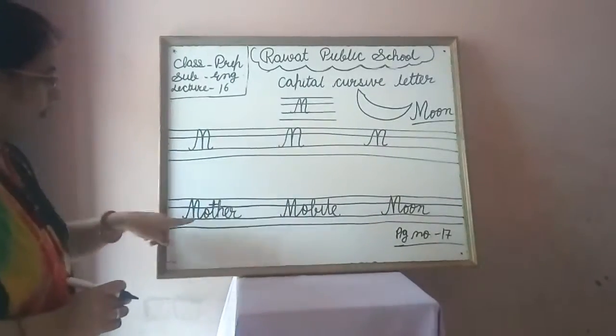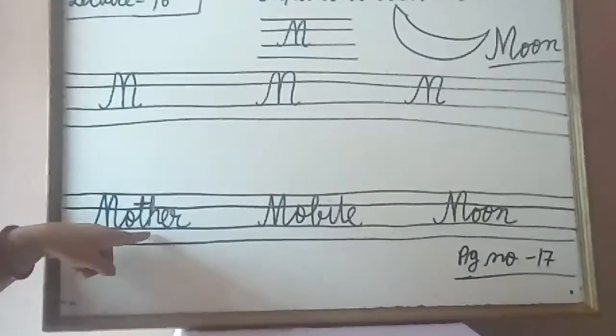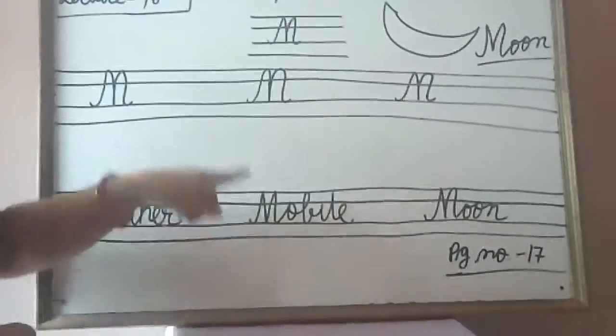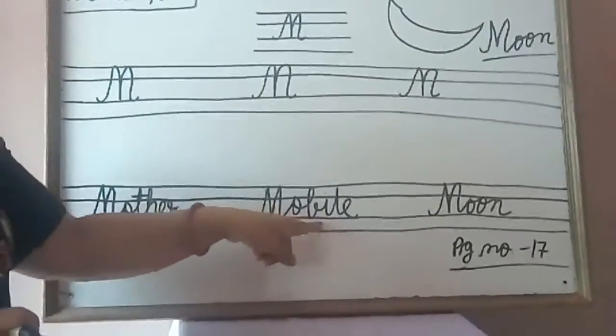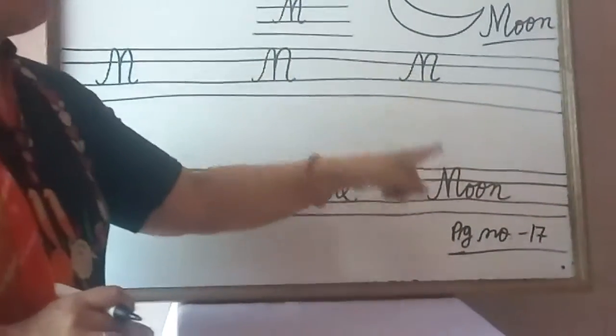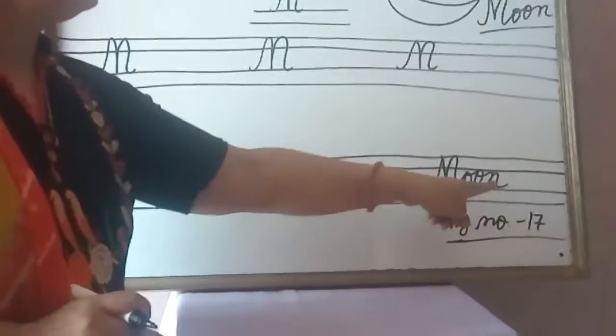Okay, M for mother, M-O-T-H-E-R, mother. M for mobile, M-O-B-I-L-E, mobile. M for moon, M-O-O-N, moon.